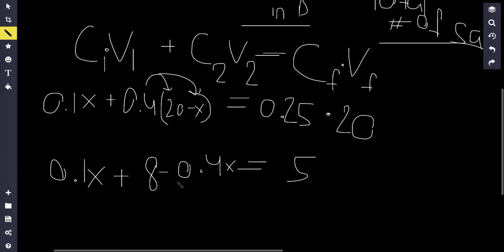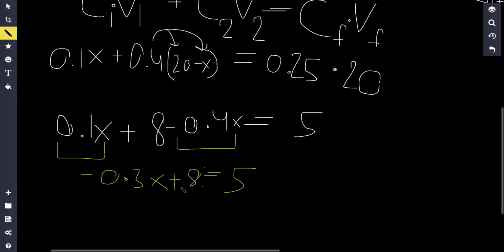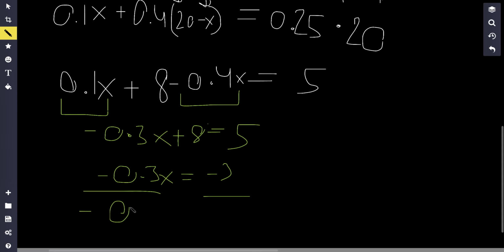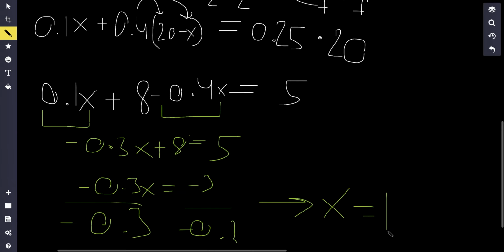Let's combine like terms now. So I see that this and this can combine. So I get negative 0.3x, right? Plus 8 is equal to 5. I subtract 8 on both sides. I get negative 0.3x is going to be equal to negative 3. Divide by negative 0.3 on both sides. And I get that x is equal to 10.